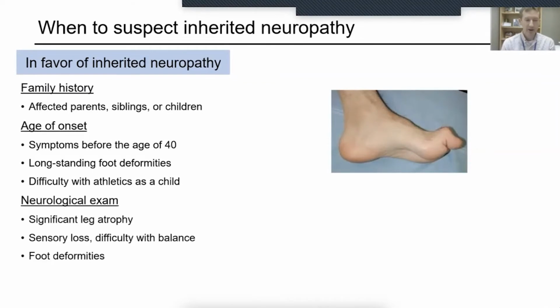So on exam, we particularly look for the things I was pointing out earlier, changes in the muscles, particularly in the lower legs, and then problems with sensation, problems with balance, and then changes in the way the feet look.